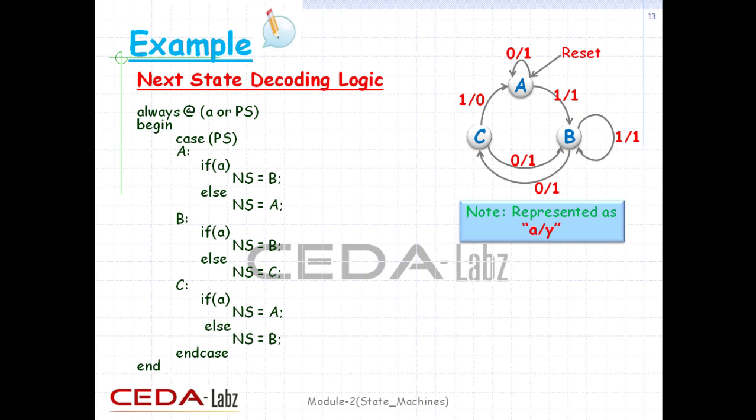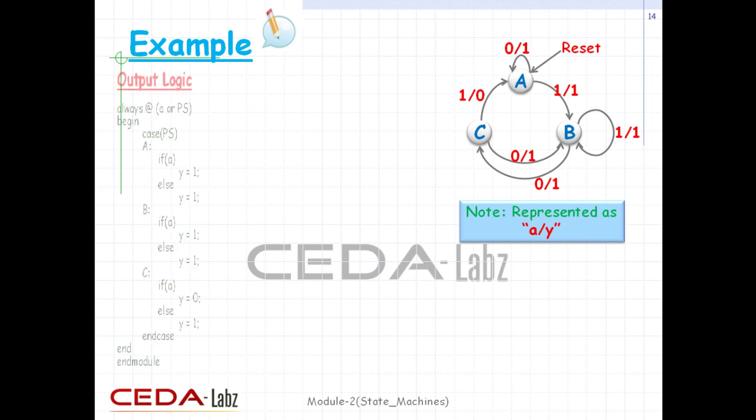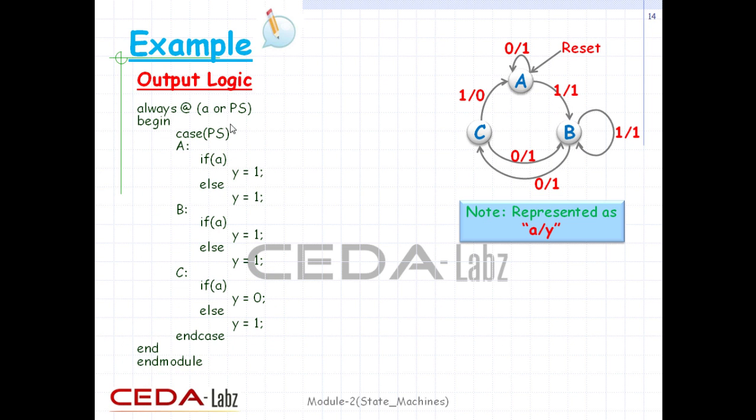Now we will design the output logic block. Again, the output will depend on input and present state. As we designed the next state logic, in a similar manner we will design this block also. In our first case, as we can see from the state diagram, when A is 1, Y is 1, and when it is 0 it is still 1. In the second case, B, when A is either 1 or 0, Y is always 1. And in the last case, C, when A is 1, Y is 0, and when it is 0, Y is 1.